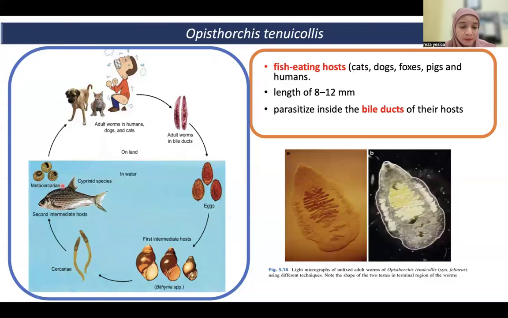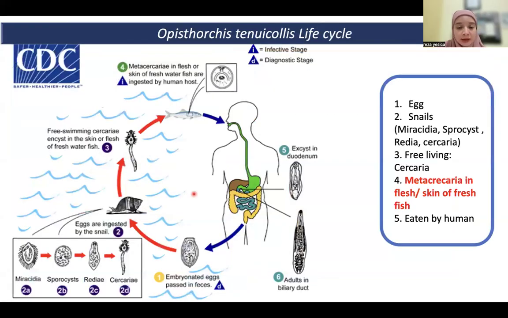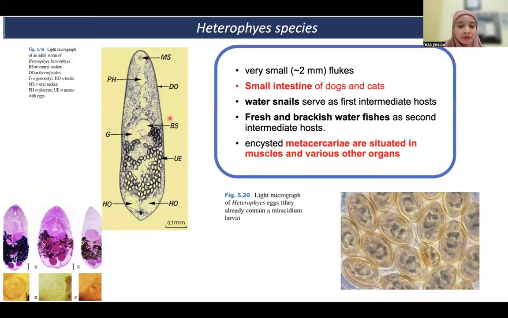Because the metacercaria attach or become metacercaria in their flesh or organs. And this is the life cycle. Humans get infected by Opisthorchis tenuicollis because they eat the flesh or skin of freshwater fish raw, both of them raw, and ingest the metacercaria. So be careful about that. Be careful with your food.